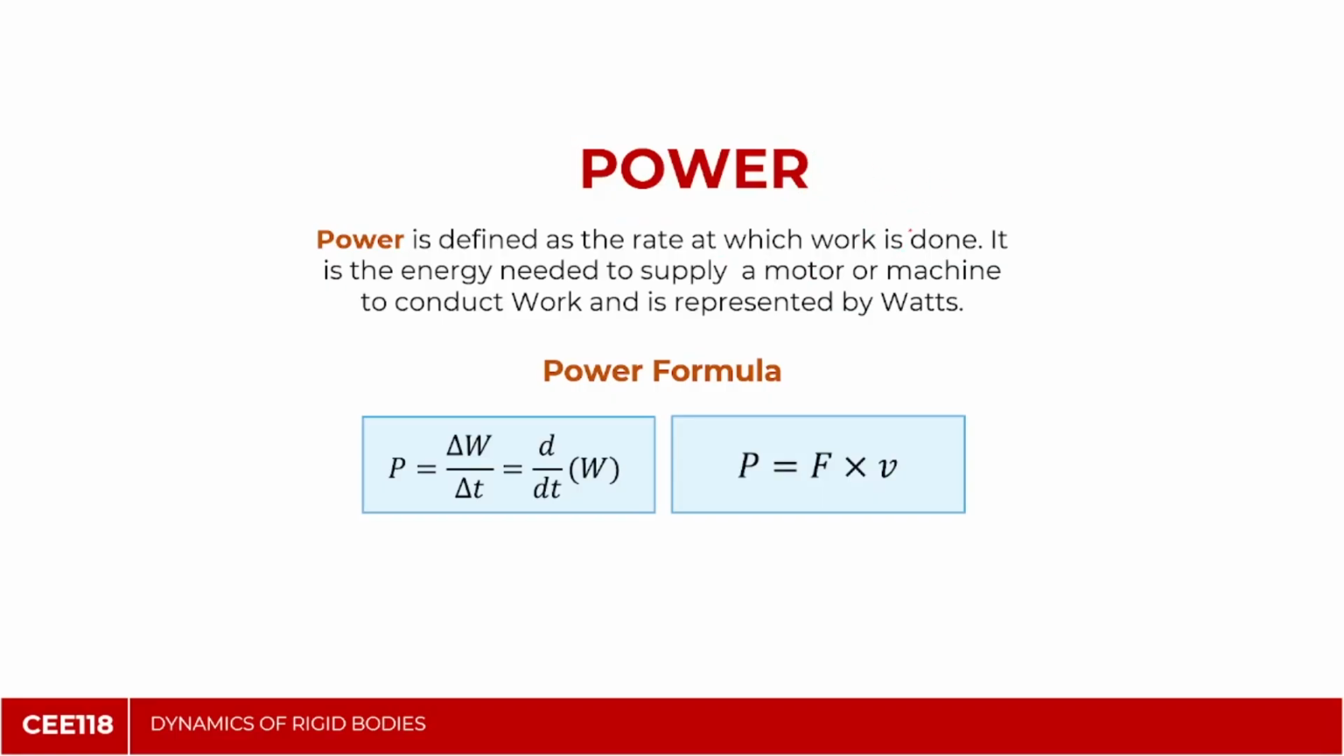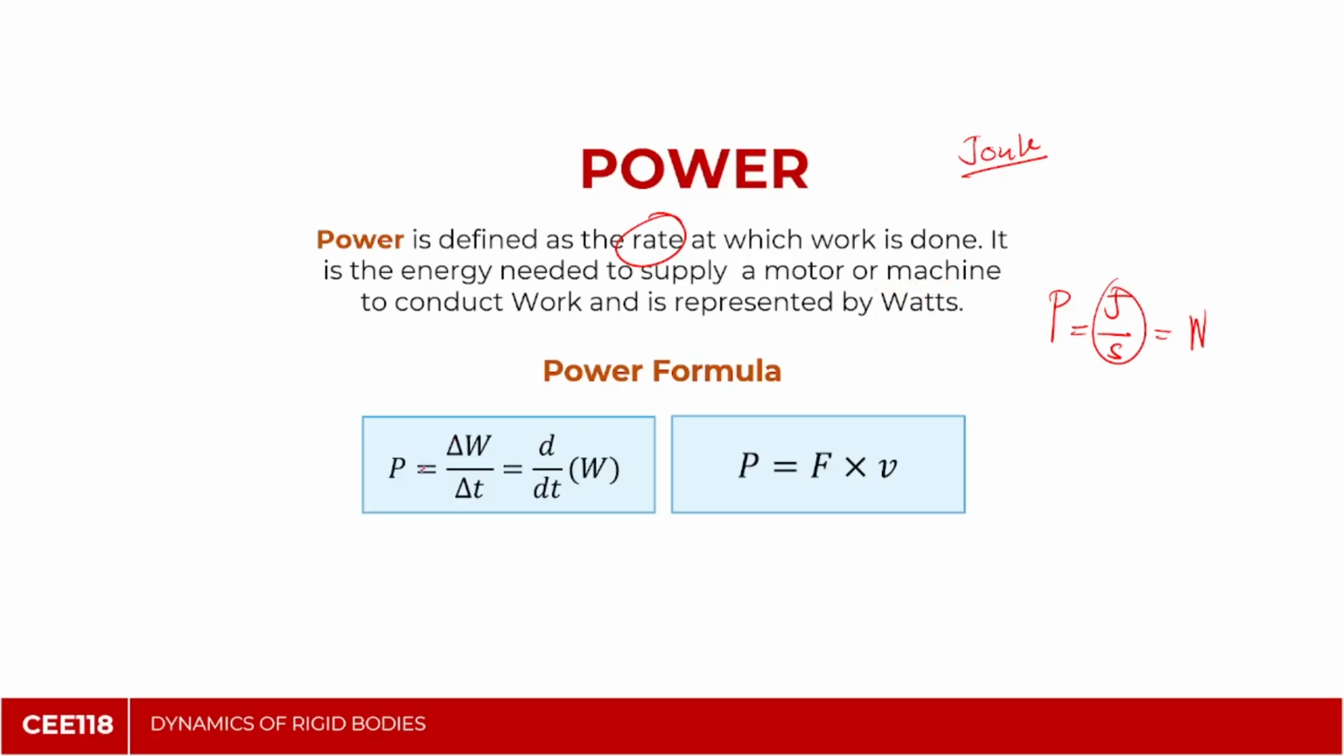Yung work natin, 'di ba, that is denoted or has a unit of joule kapag we are dealing with SI units. Now, kapag sinasabi nating rate at which the work is done, we will be dividing this work by time. Basically, yung power is joules per second. Usually joules per second yan or work per time, no? So, pag joules per second, that is watts, no? So, it is the energy needed to supply a motor or machine to conduct work and is represented by watts.